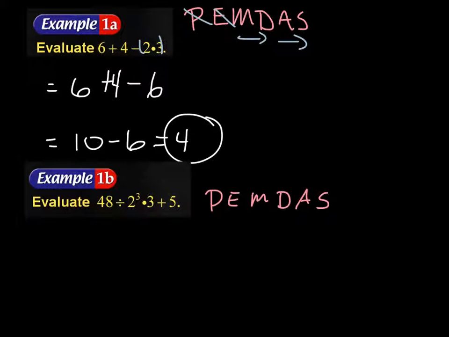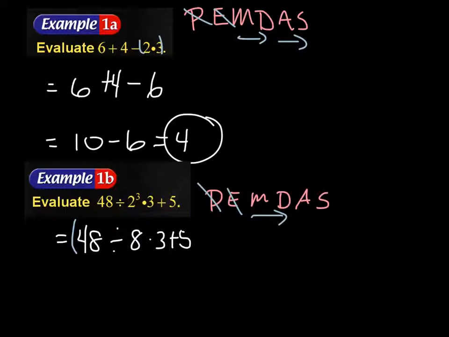Again, this expression doesn't have any grouping symbols, so I don't need to worry about parentheses. I do have an exponent, so let's get that done first. So I have 48 divided by 2 cubed is 8 times 3 plus 5. Okay, now the exponent's taken care of. I'm going to look for any multiplication and division moving from left to right. And I've got one nice long chain there of multiplication and division. So I need to do that next.